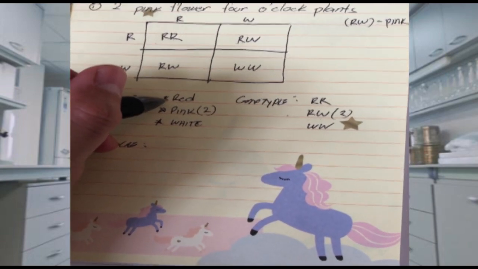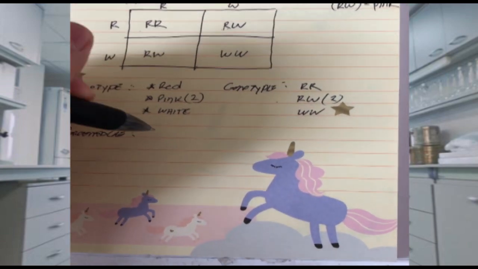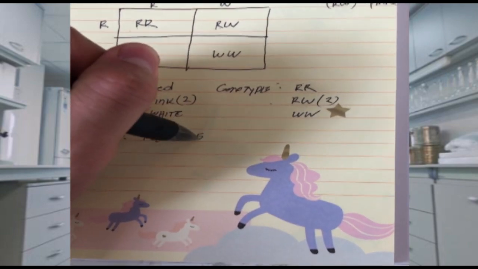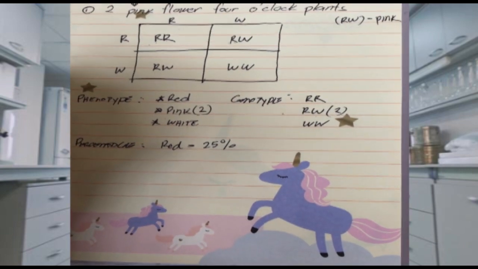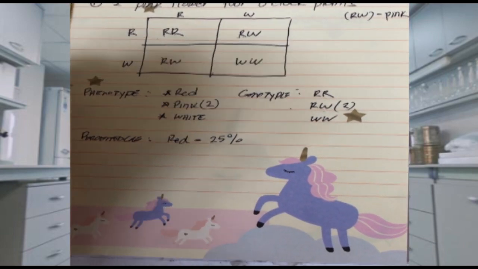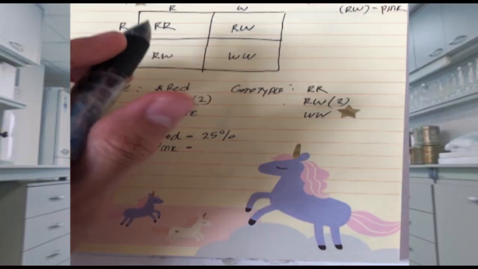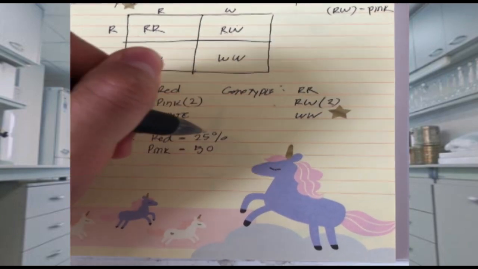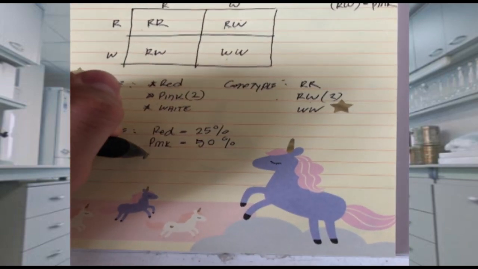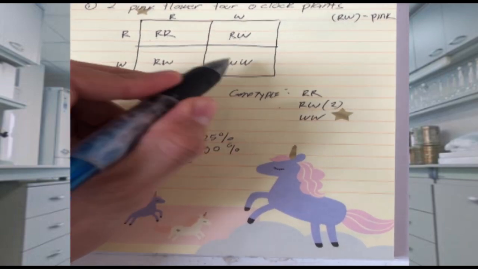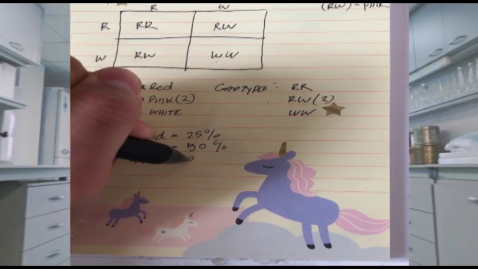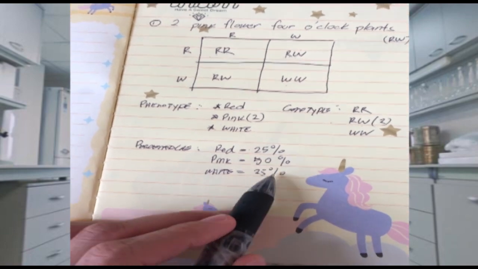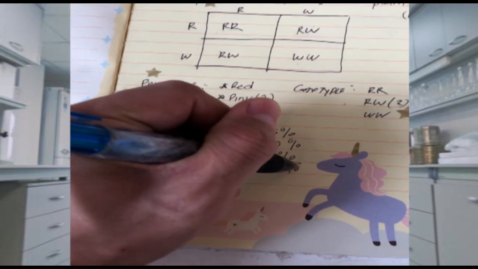So the red offspring has only 25% of the total offsprings in the Punnett square. Next is the pink. So we have two pinks here, so 25 plus 25 is equal to 50%. Then next is the white offspring. So we only have one white offspring, so we have 25% of white. So 25 plus 25 plus 50 is a total of 100%.